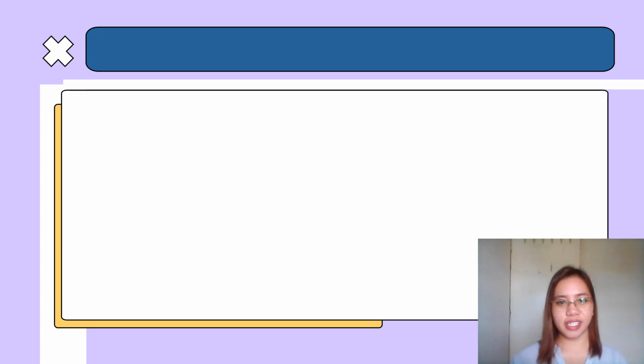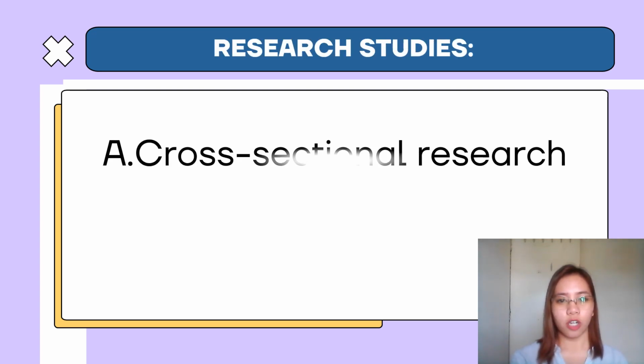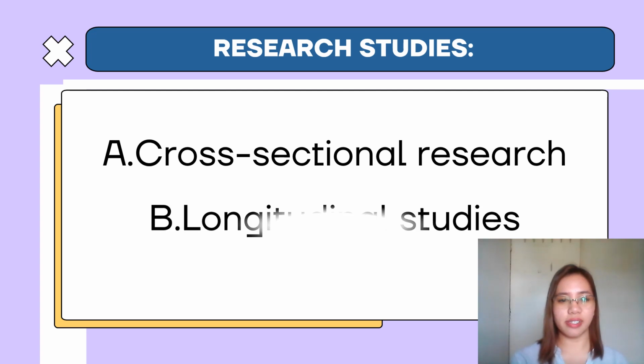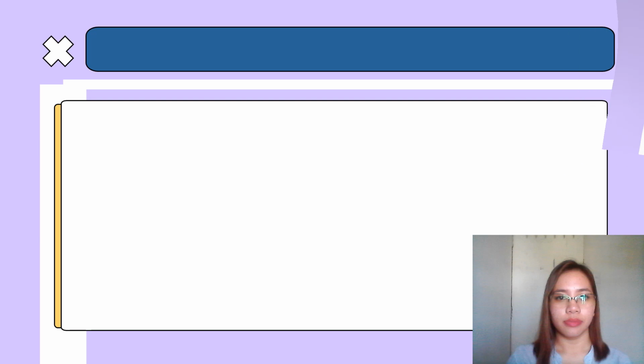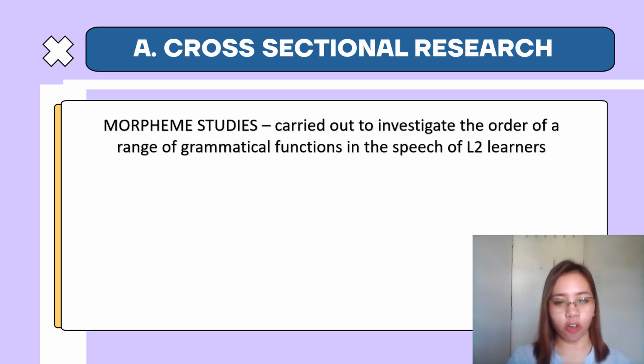Alright, to establish the existence of a natural route in SLA development, the following research studies were conducted. The first one is cross-sectional research, and the second one is longitudinal studies. For cross-sectional research, the focus is on morpheme studies, which were carried out to investigate the order of a range of grammatical functions in the speech of L2 learners.